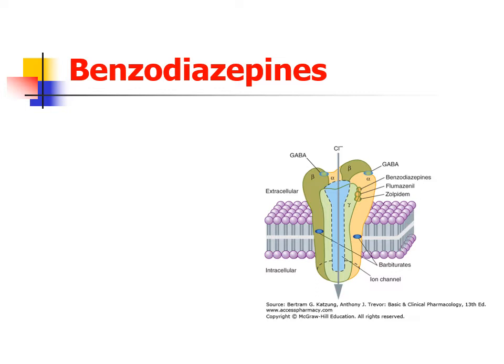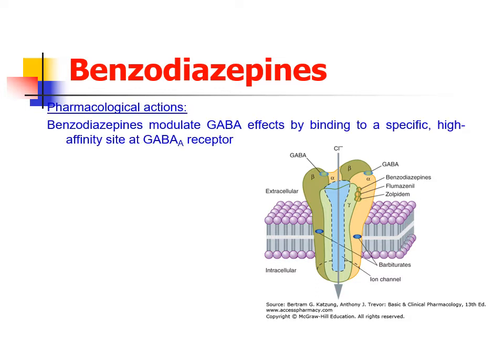Benzodiazepines, pharmacological actions. They modulate GABA effects. GABA is an inhibitory neurotransmitter in the CNS by binding to a specific high affinity site at the GABA A receptor.